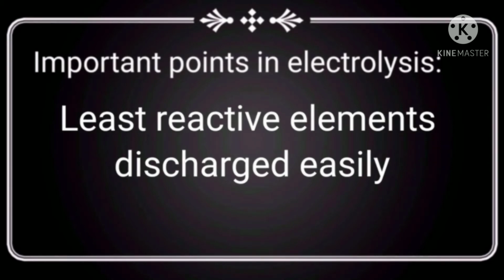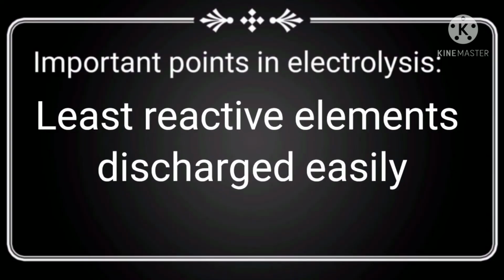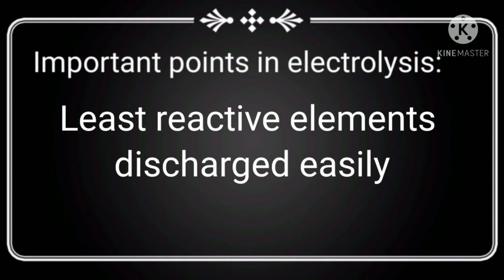Next point is least reactive elements are discharged easily. More ions will move towards the electrode, but only one ion gets discharged. So how to find out this discharged ion? We have to look at the activity series. The element that is lower in the activity series, that element will go to the concerned electrode and there it will be deposited.